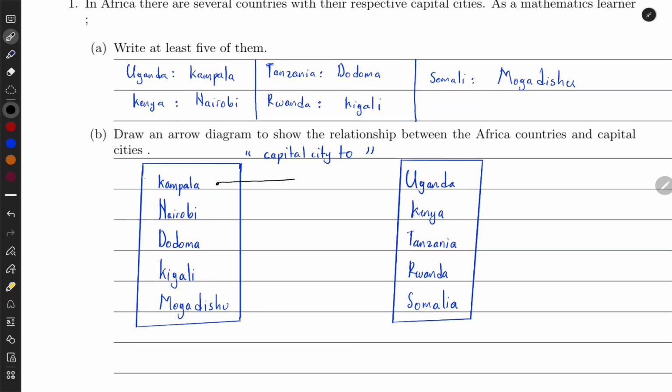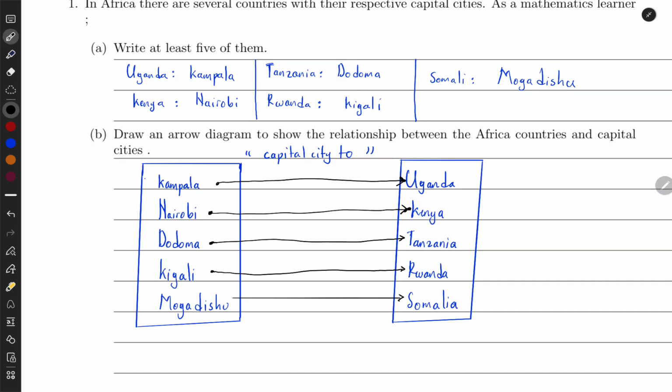So Kampala goes to Uganda. You can put the dots to show. Nairobi, they don't have to be in order. Dodoma goes to Tanzania, then Kigali goes to Rwanda, then Mogadishu goes to Somalia. You should make them straight. Please use a ruler. Yeah, it should be straight. Okay, so something like that. Then we can proceed to our next part.